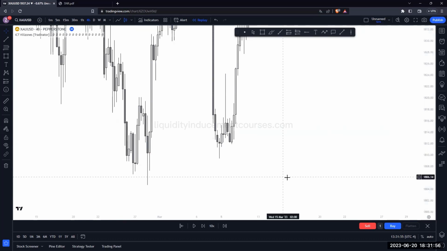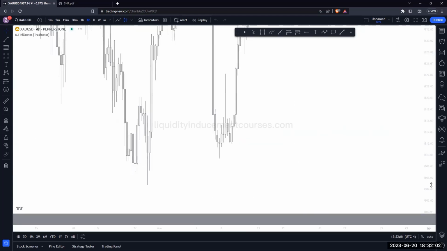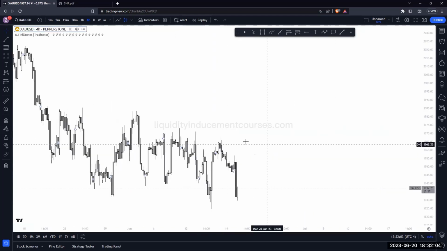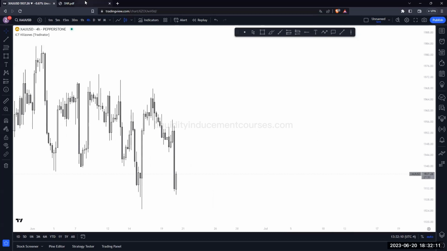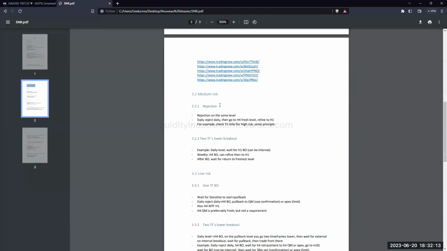I'm showing you the perfect examples here, so don't think this is the holy grail. I'm only showing you the perfect examples. The medium risk entry type, the rejection, does not really happen like this all the time, so be careful with it. I personally do not like it. That's the rejection entry type, which is very simple.